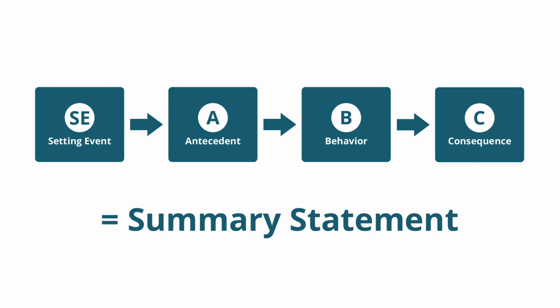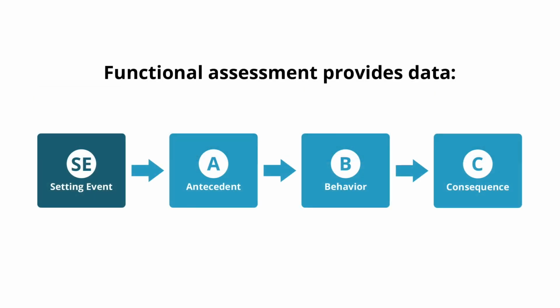In the previous section, you learned about summary statements. The summary statement is where you summarize your analysis from the Functional Behavioral Assessment, the FBA. This statement is a clear description of the challenging behavior. The FBA provides you with information on the setting event, if you were able to identify it.